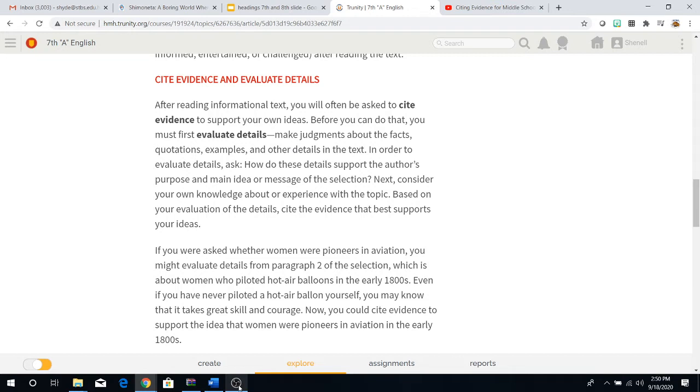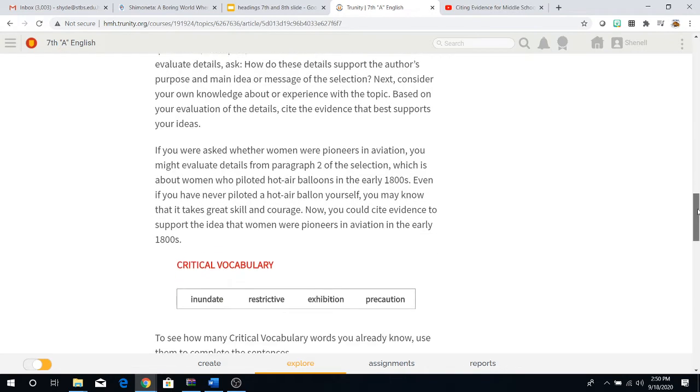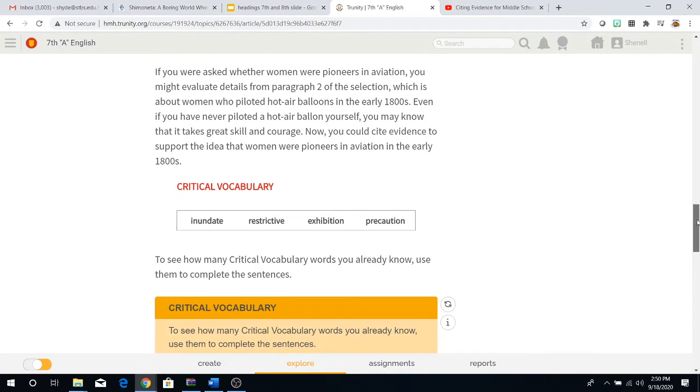Let's say you were asked whether women were pioneers in aviation. You might evaluate details from paragraph 2 of the selection, which is about women who piloted hot air balloons in the early 1800s. Even if you have never piloted a hot air balloon yourself, you may know that it takes great skill and courage. Now you could cite evidence to support the idea that women were pioneers in aviation in the early 1800s.